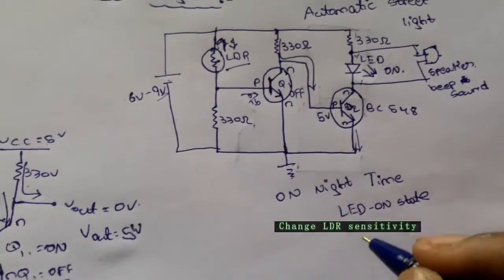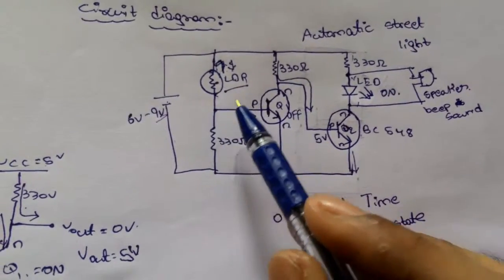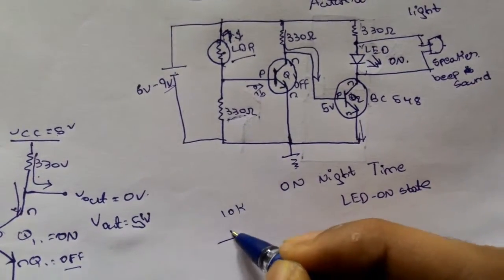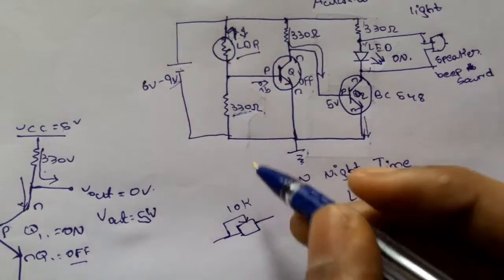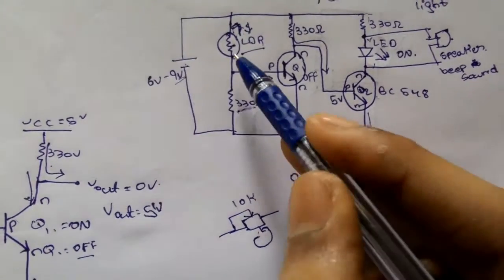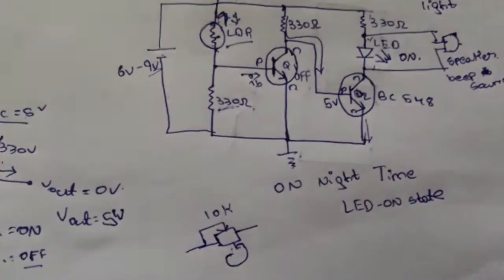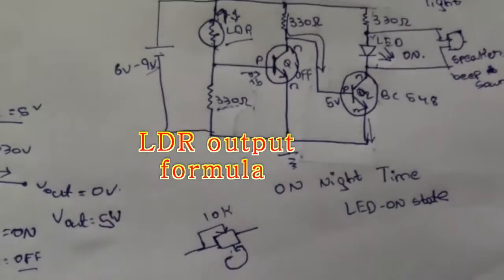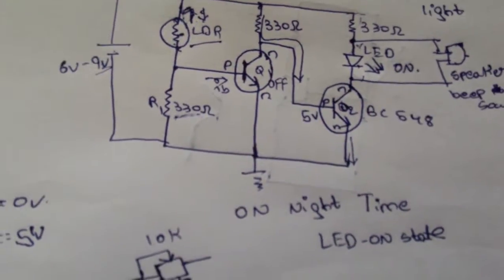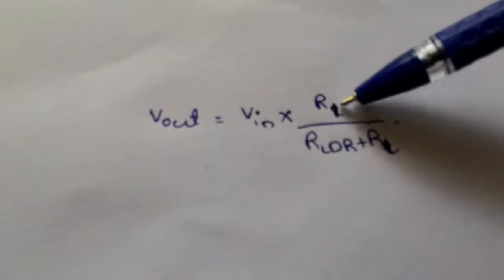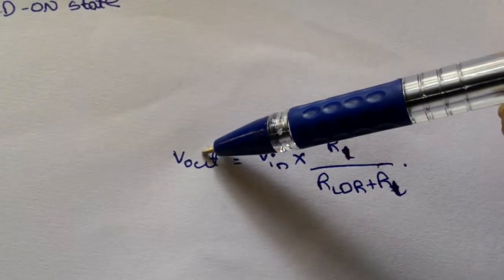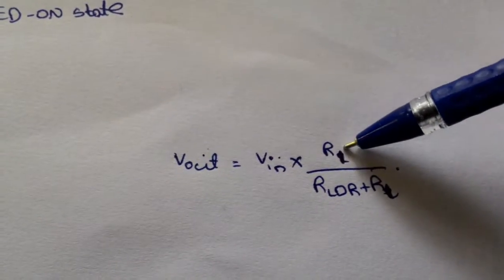For this LDR, the sensitivity can be changed using the 330 ohm resistor. Instead of the 330 ohm resistor, we can put a 10k variable resistor. The symbol is this. We can change the resistor value in either direction, and then the LDR sensitivity changes. The output depends on the formula: V0 is equal to Vin times R1 divided by (RLDR plus R1). That means to have a high Vout, we can give a high input voltage and a high R1 resistance.